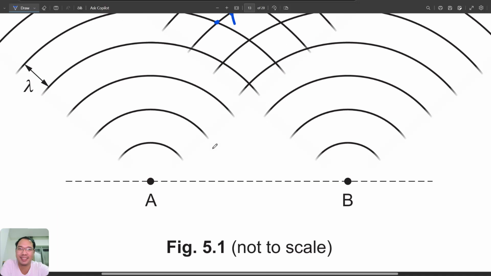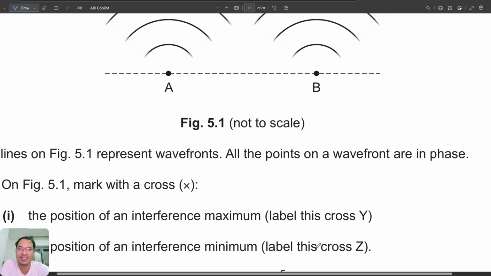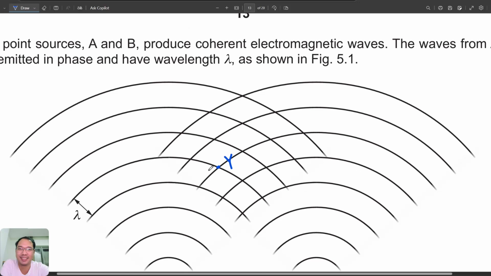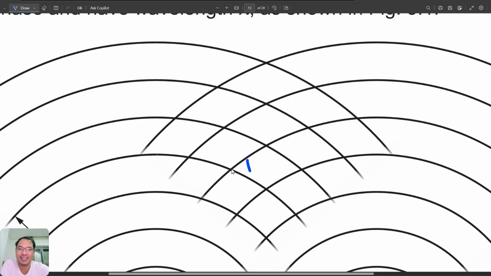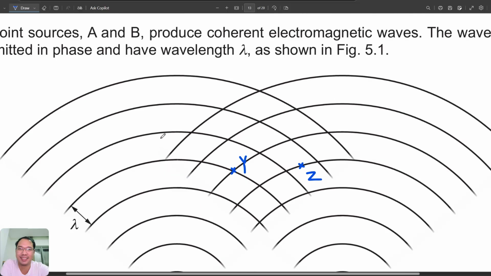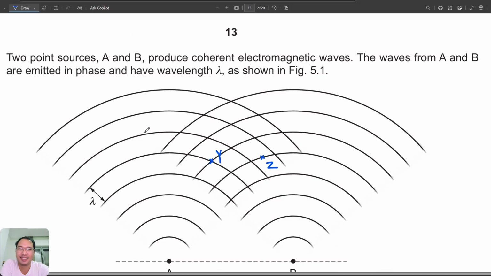Okay, and the point which is the minimum is labeled Z. We need to label with an X letter, not a dot like this, and this is the maximum. The minimum will be in between, at the intersection of one wavefront, the crest, and the trough, which is the middle like this. So you can label this point Z right next to it, or it can be like here, Z. Yeah, just like that. Let's check the answer. Question number 5.